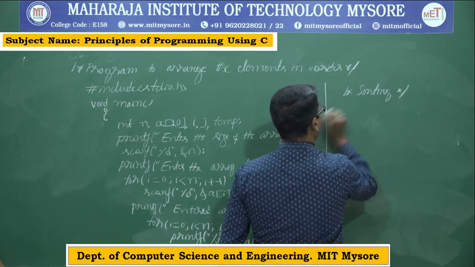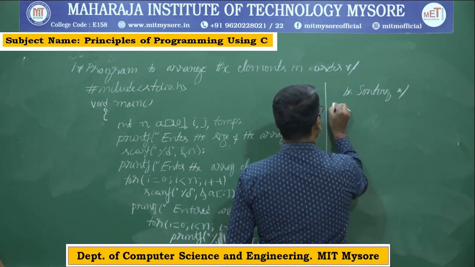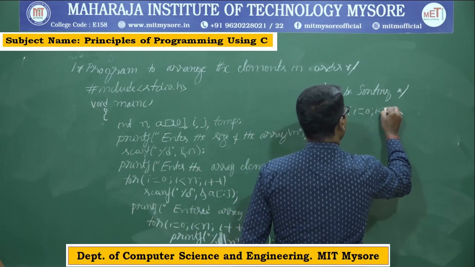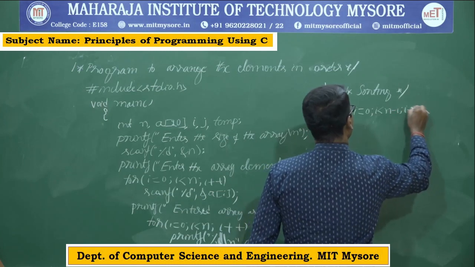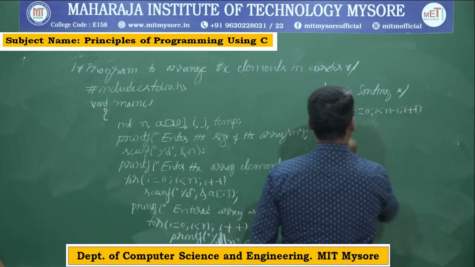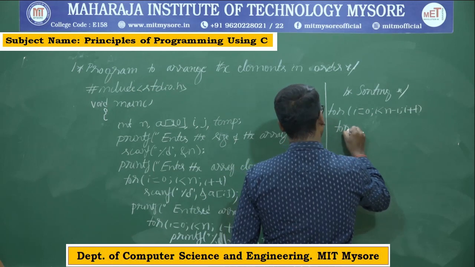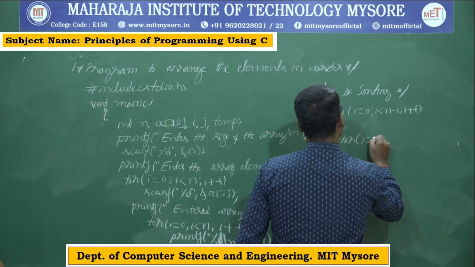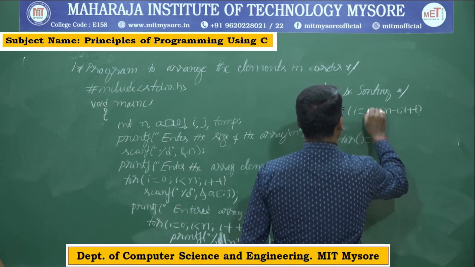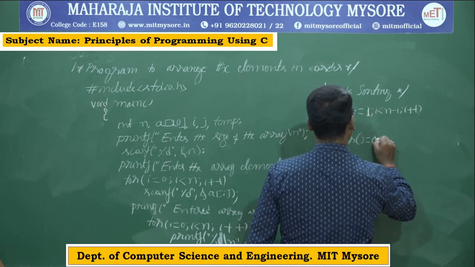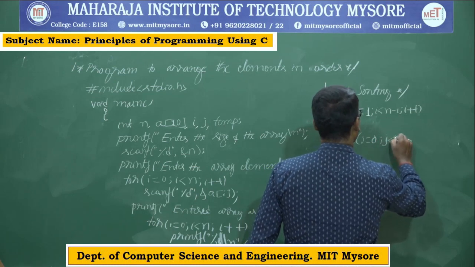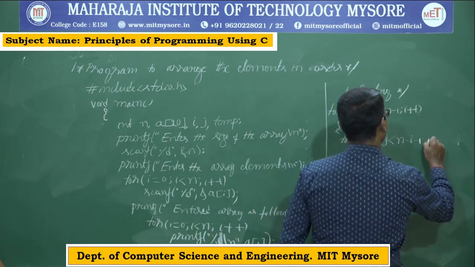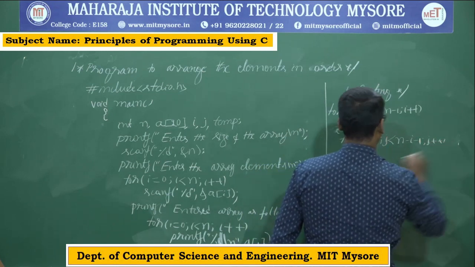So in the algorithm I have written two for loops. So for i is equal to 0, i less than n minus 1, i plus plus. So it is the outer for loop. Next for j is equal to 0, j less than n minus i minus 1, then j plus plus.